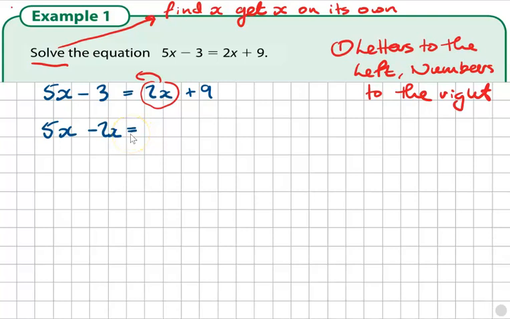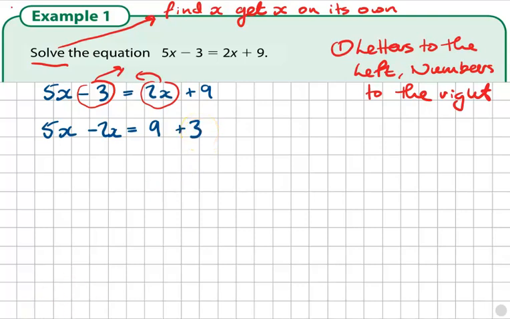Then we have our equals. So numbers to the right. So constants to the right. The 9 is a constant. It's already on the right. So that doesn't change. The minus 3, however, has to be moved over to the right. And when it gets moved over, it becomes plus 3. So we have 9 plus 3 on the right-hand side of the equals.